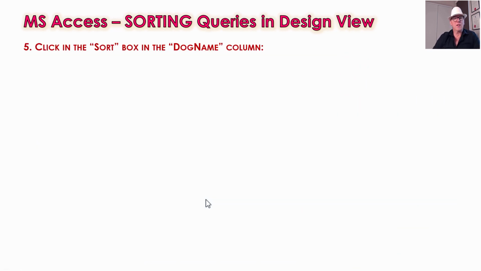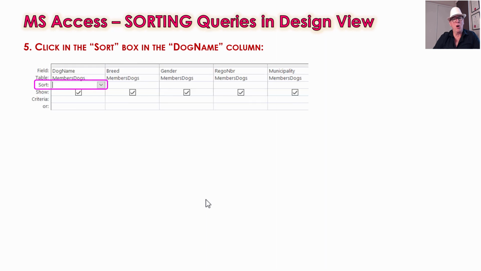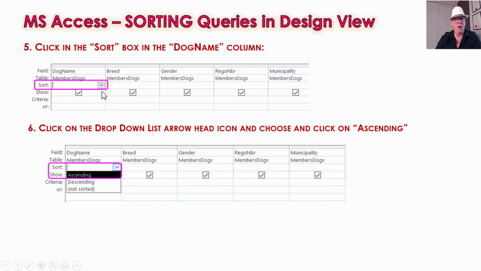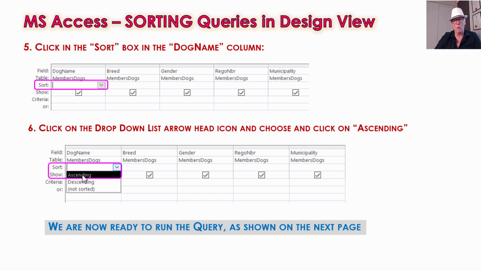All right, click in the sort box in the dog name column. So in the dog name column, there's a thing called field and table. So the field is dog name. We're getting it out of the members dogs table. There's a sort. And if you click in that field, this arrow will appear. And then you click on that arrow and we want ascending. That's going up in alphabetical order, A, B, C, D, E, F, G. Okay, and we're now ready to run the query, which we'll show you how to do on the next page.